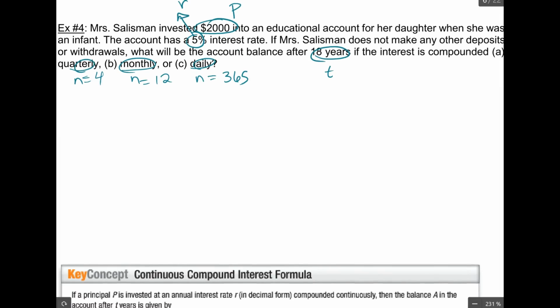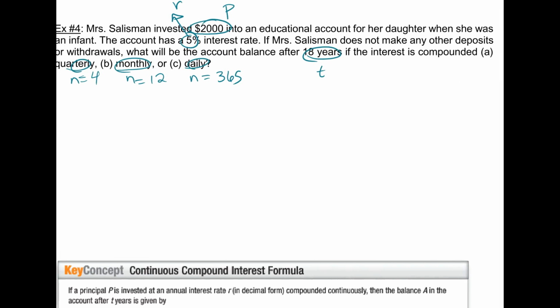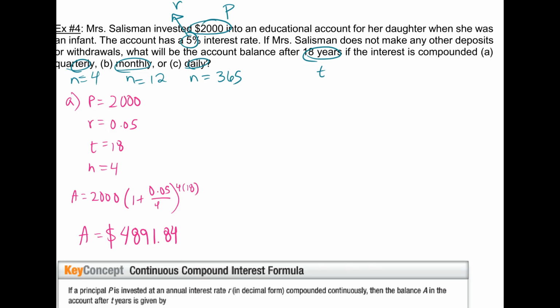All right, now that we've set up the problem, let's go ahead and fill in all our known values in the equation. So my principal was 2,000, my rate was 5%, and I have to write it as a decimal, my time was 18 years, and the number of times it's compounded is quarterly, 4 times, and then plugging into the equation we just learned on the previous page yields $4,891.84. See if you can plug in for B and C, and then pause the video, and then you can go ahead and check.